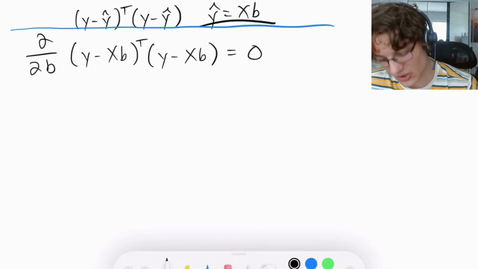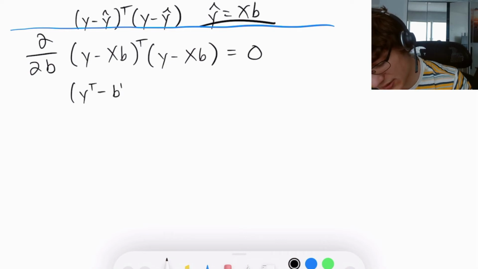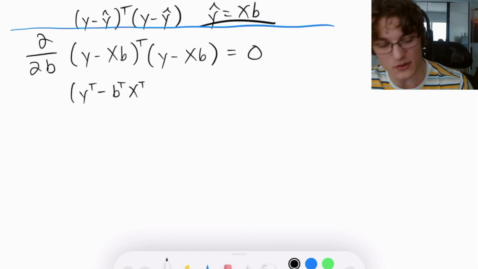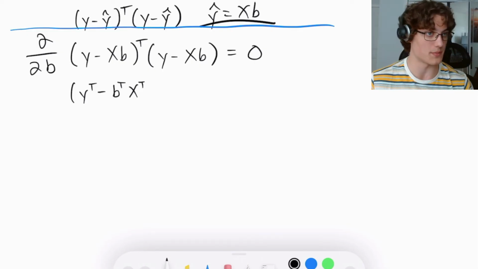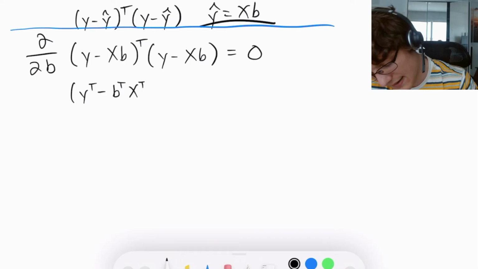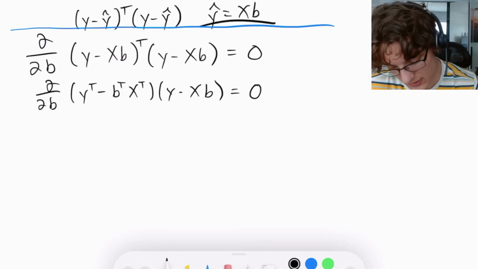I'm going to start by transposing that set, and what that's going to look like is it's just going to be Y transpose minus B transpose X transpose. If you recall, when you transpose a dot product, you have to reverse the order and then transpose both of the matrices. And then we can simply just take Y minus XB, and we still have this partial derivative, and we are still equal to 0.